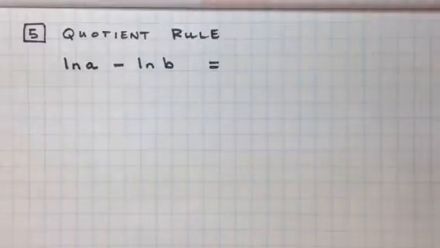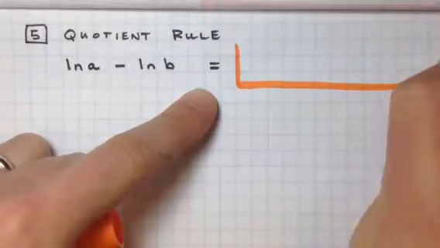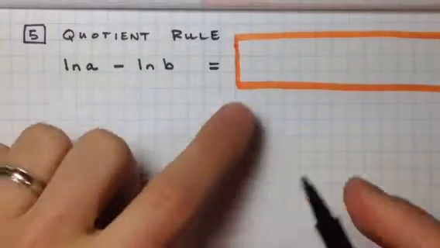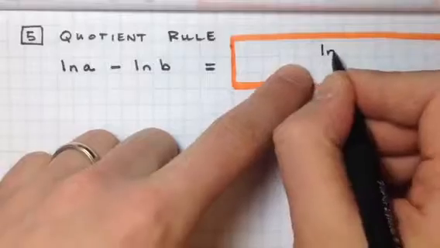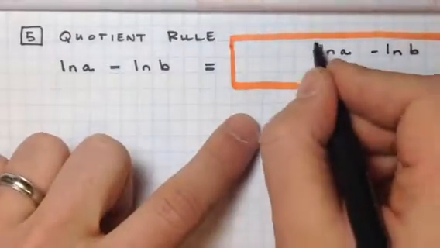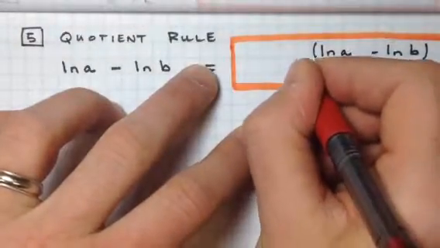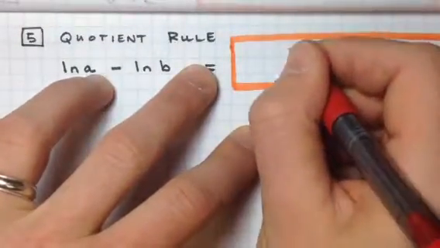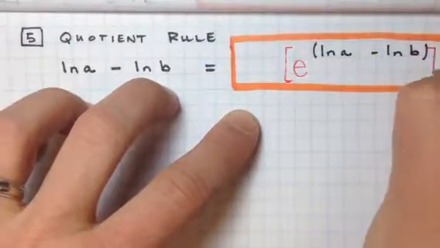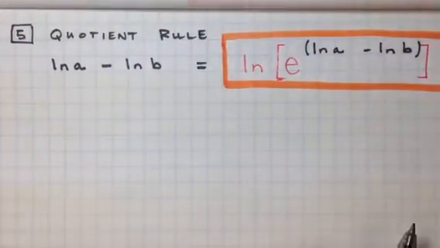And I hope you're getting old hat at this now, that we could take this expression and we could rewrite it using inverse operations. So natural log of A minus natural log of B becomes our exponent. E becomes our base, but that changes the value, so we need to take the whole thing, the natural log of.